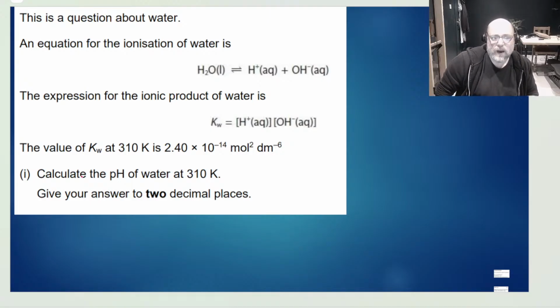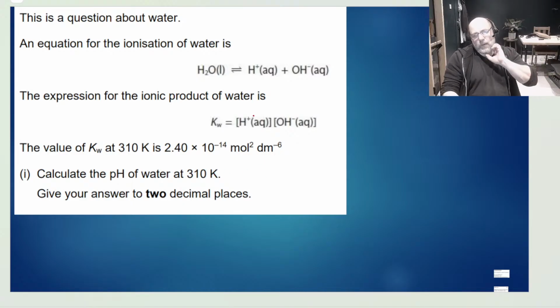This is a question about water. An equation for the ionization of water is H2O goes to H plus and OH minus. You have to know this. Now, the expression for the ionic product of water is Kw equals the H plus concentration times the OH minus concentration. The value of Kw at 310 is 2.4 times 10 to the minus 14. Calculate the pH of water at 310.